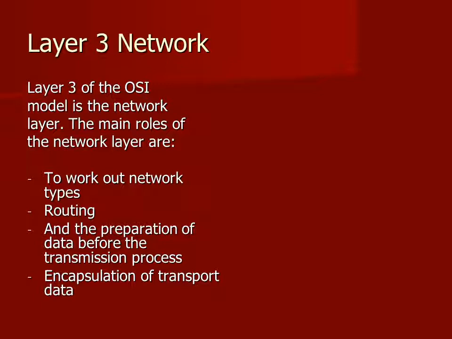Layer 3. Network. Layer 3 of the OSI model is the network layer. The main roles of the network layer are to work out network types, routing, and the representation of data before the transmission process and the encapsulation of transport data.